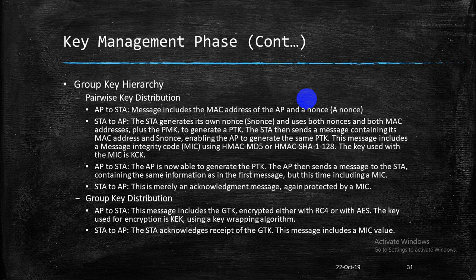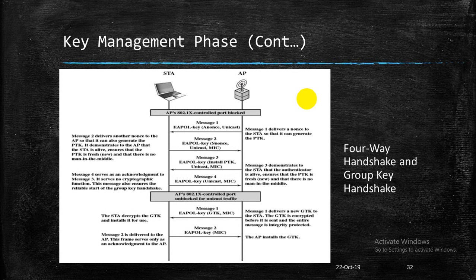In pairwise key distribution, the access point includes the MAC address of the AP and a nonce. We need to know what a nonce is. A nonce is an arbitrary number which is generated and used only once in a transmission. And between the station and AP, the key is distributed somehow. We will discuss it in the next diagram shown here.